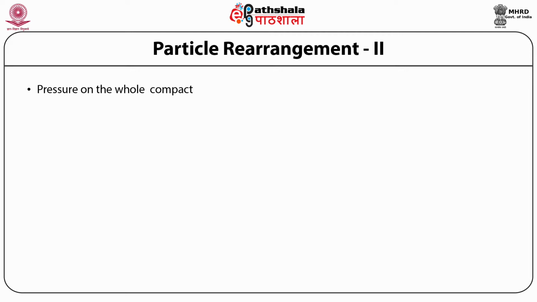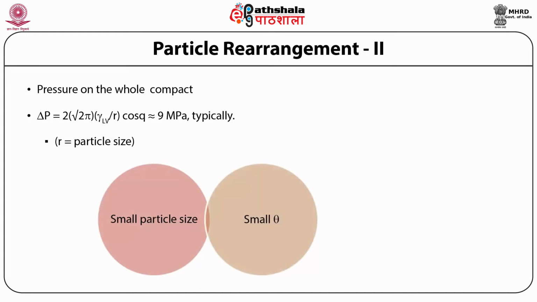It can be shown that the net pressure on the whole compact due to the surface tension force is given as delta P, which is equal to 2 times root 2 pi gamma by r cos theta, which is equal to 9 megapascal typically, where r is the particle size. The above relation shows that effective particle rearrangement is favored by a small particle size, small contact angle, and a high value of liquid vapor surface energy.